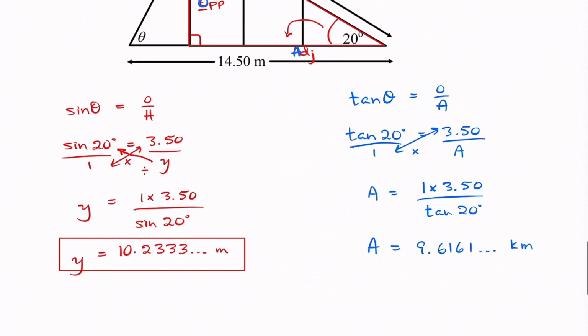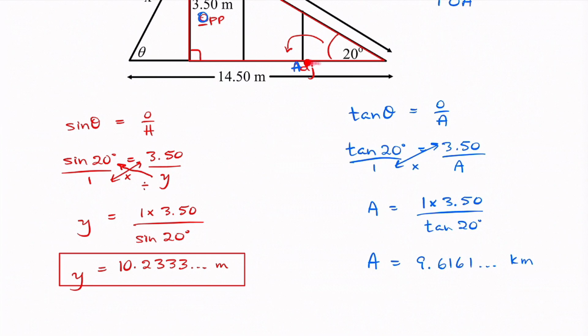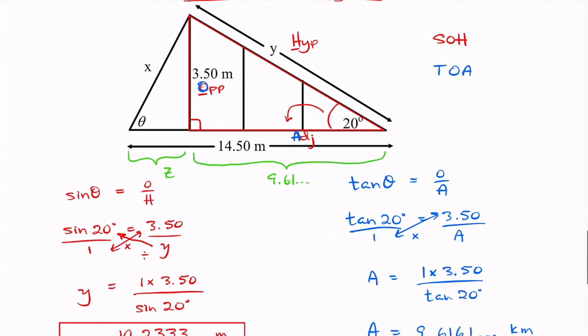Okay, and now that I know that, it didn't tell me to find that, but if I know that this is about 9.6-ish, the whole way is 14.5. So if I were to take this whole thing and then remove this section, it'll give me this section. Okay, so picture it like this. This whole section I just found is 9.61, that one. And then I want to find this little section. I'm going to call it Z. Once I have that, I'm going to use that to help me find X because it's inside of this triangle here.